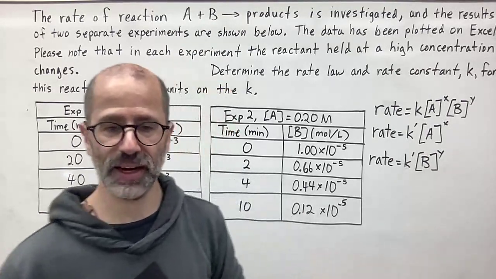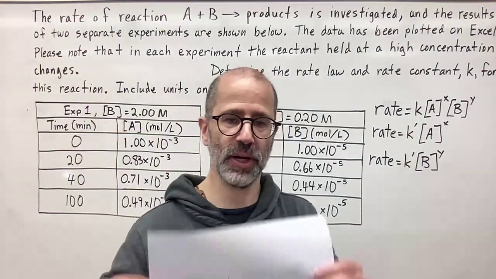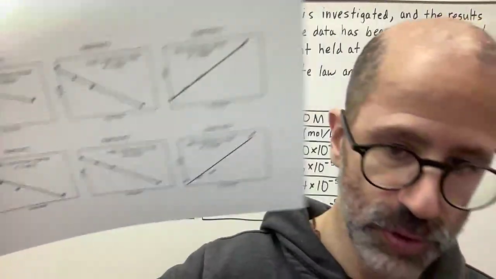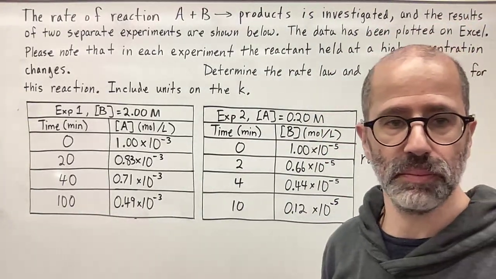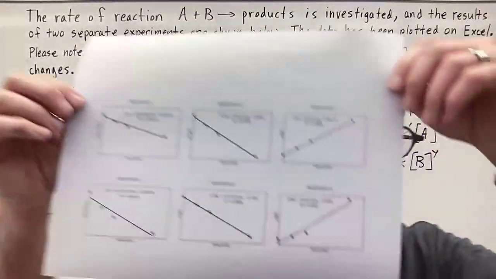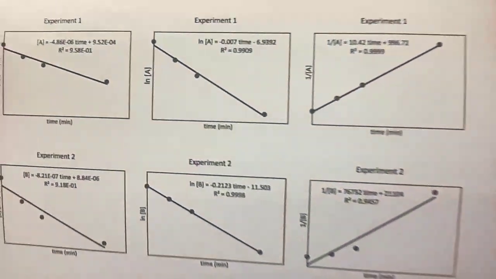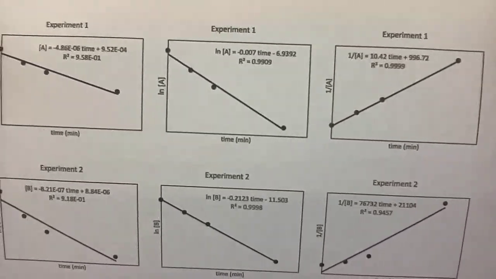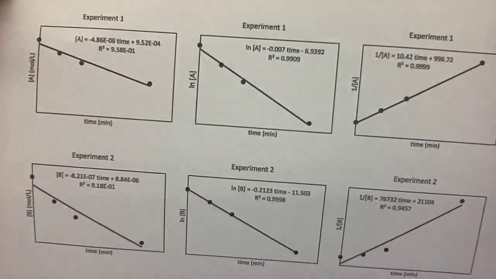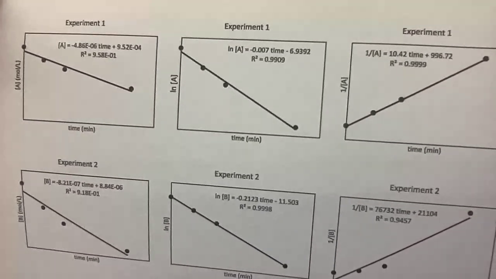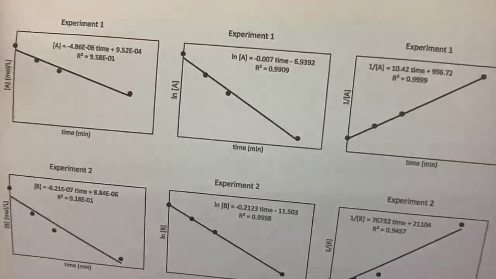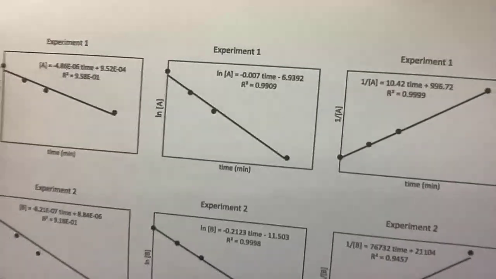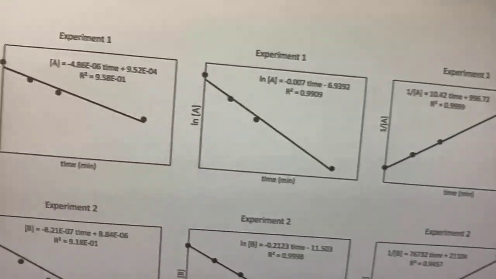Okay, so let's look at the plots. Okay, so here we have the data. Let me get in close here. Okay. So here are the graphs. The top graphs are experiment number 1, and the bottom graphs are the data for experiment number 2.